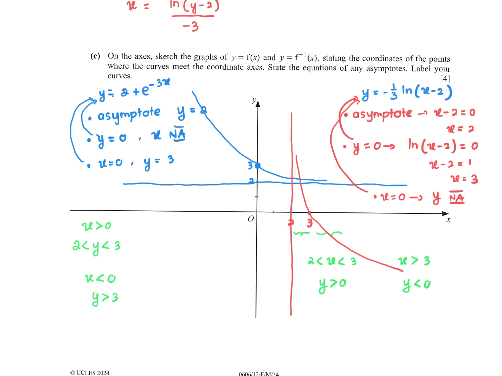As a summary, can you see that when I draw the line y equals x as the line of symmetry, can you see that the red curve is the reflection of the blue curve? Yeah, so that means the red curve is the inverse of the blue curve.